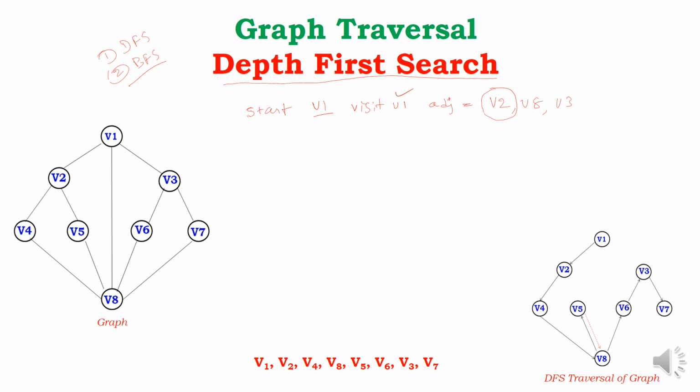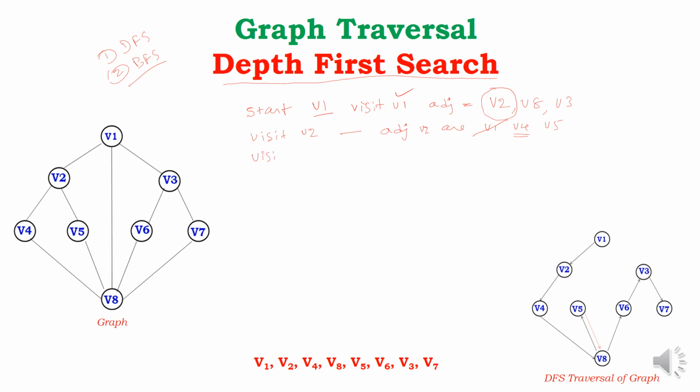Is V2 visited? No, V2 is not visited. So visit V2. Then find the unvisited adjacent vertices of V2. The adjacent vertices of V2 are V1, V4, V5. V1 is visited, so no need to visit it again. The unvisited vertices are V4 and V5. Visit one, either V4 or V5. For example, let us assume that we are visiting V4.